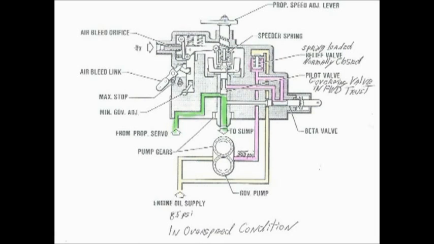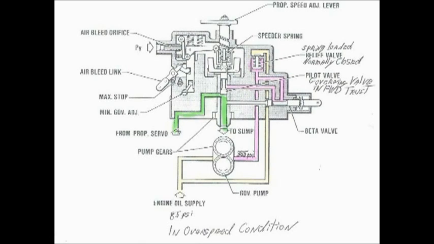We have pneumatic pressure from the FCU, PY pressure, entering the top left side. We have our bleed air link, minimum governor adjustment, and our max stop adjustment. In green is our high pressure oil that comes to and from the servo.